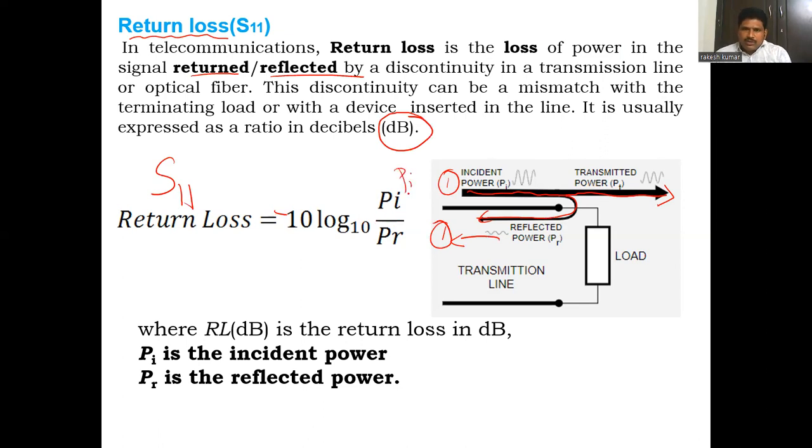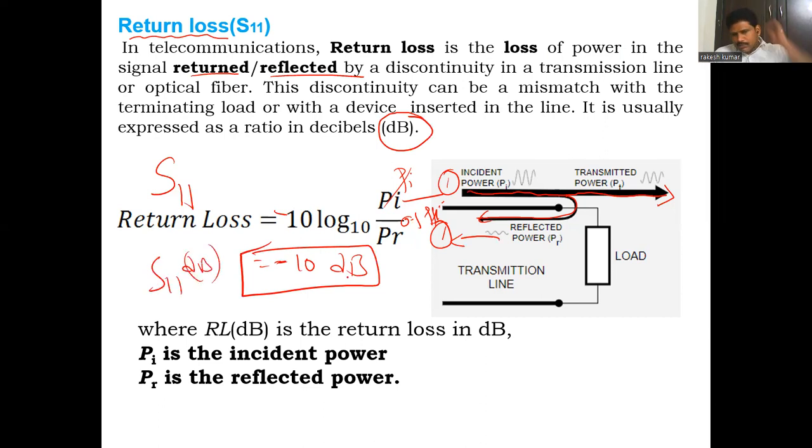So if you substitute here Pi by PR, for example, what is the acceptable one? 90% is radiated, only 10% is reflected. 10% means I can call it 0.1 Pi, so 0.1 means I can write it as 1 by 10. So if I write 1 by 10, Pi will cancel, I will get minus 10 dB. So this is the acceptable one. So S11 in dB, this is the acceptable one.